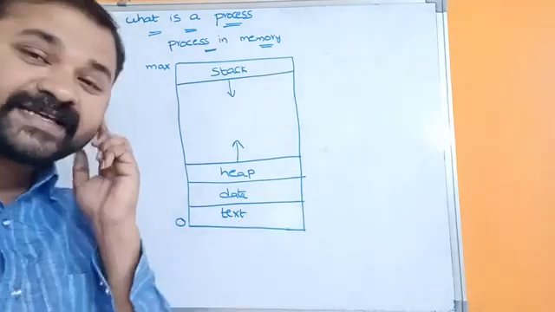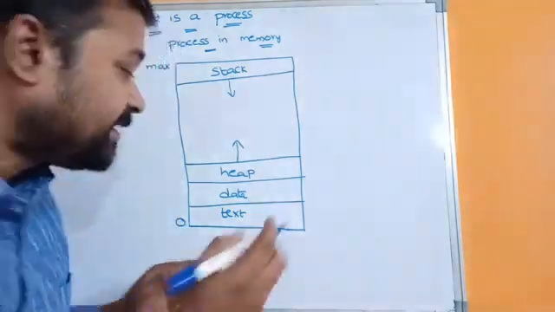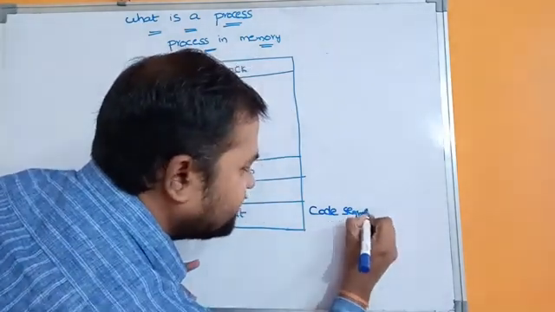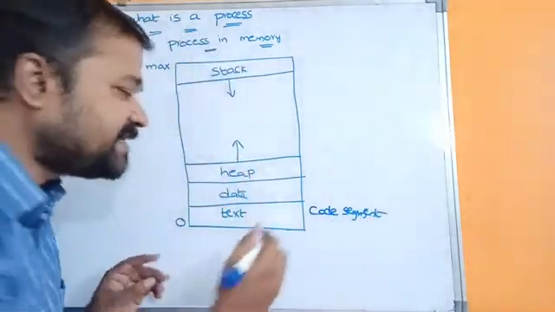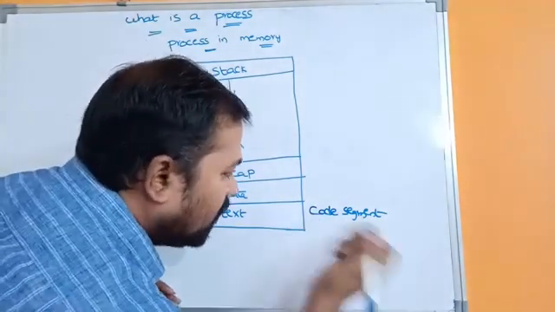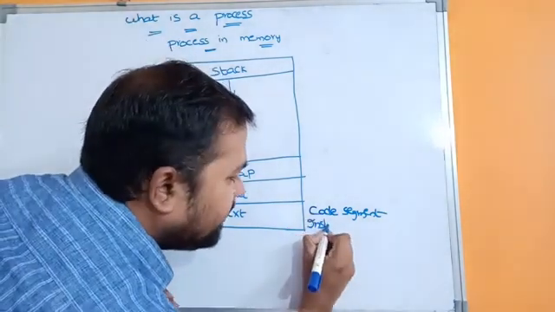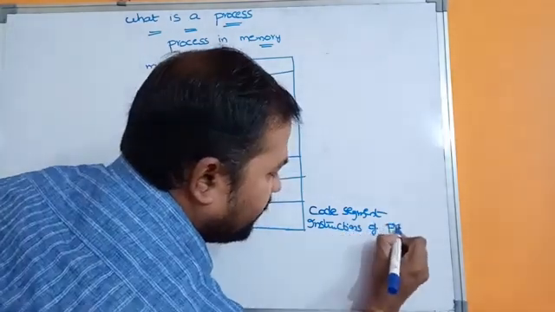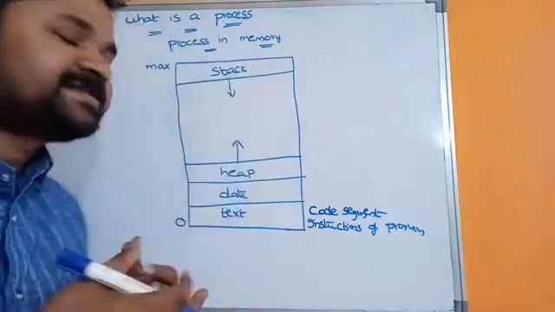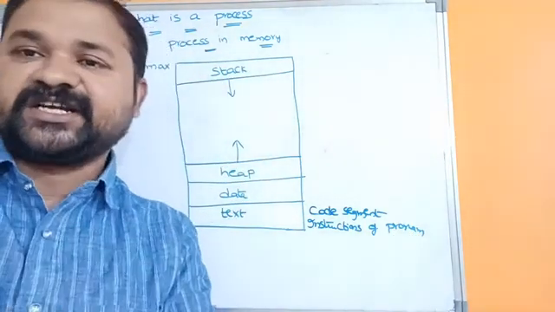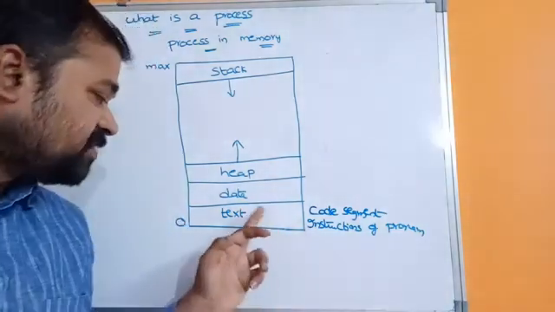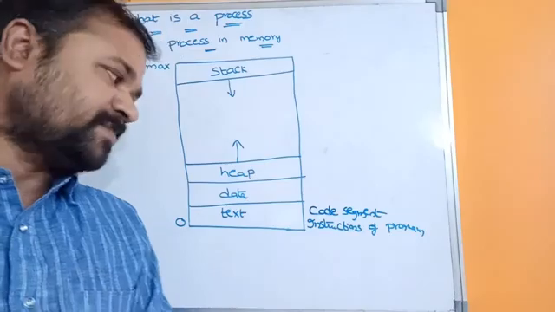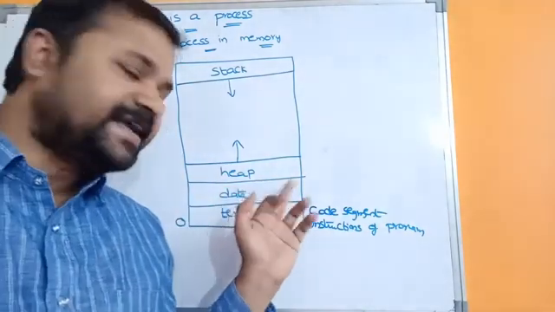First, let's see what is the text segment. Text segment can also be called the code segment. So the other name for the text segment is code segment. Text segment mainly stores the program. Every program contains several instructions, so it stores the instructions of the program. Let the program contain 10 statements, 10 instructions. Those 10 instructions will be stored in the text segment. What is the other name for text segment? Code segment.